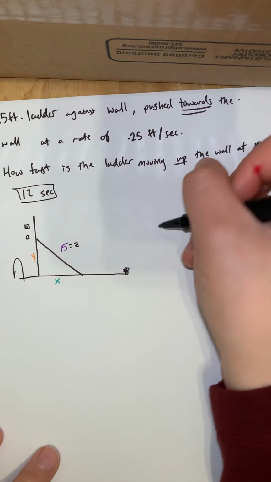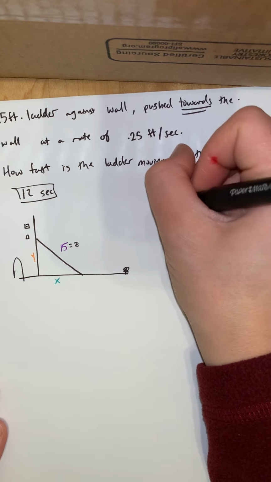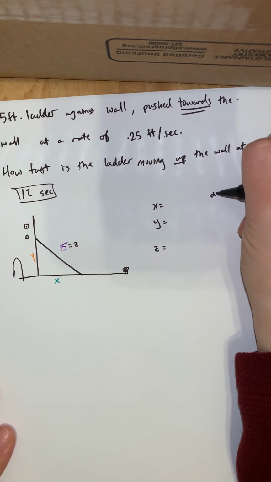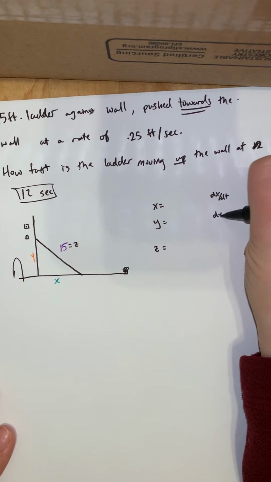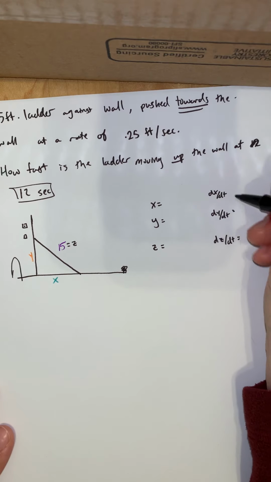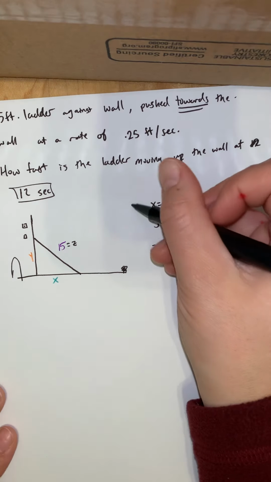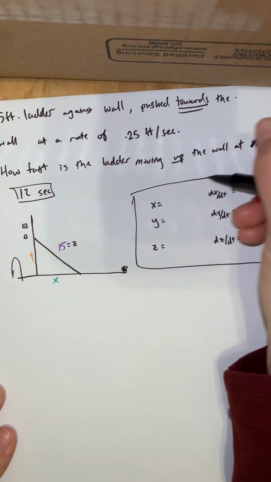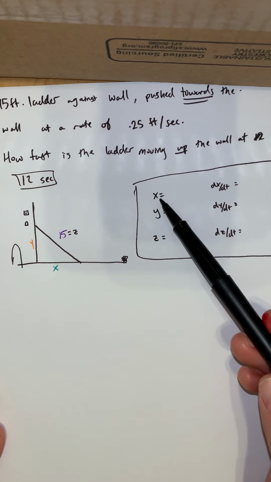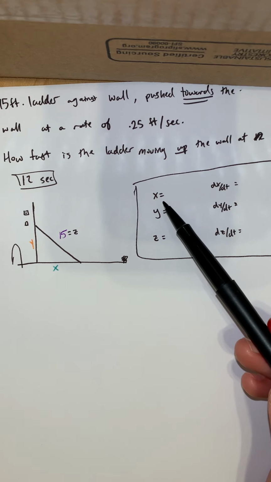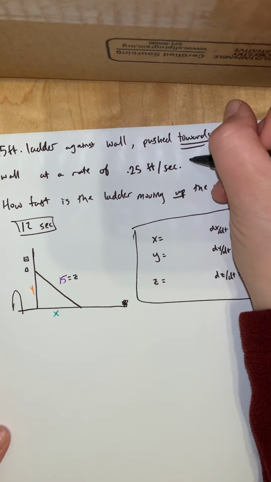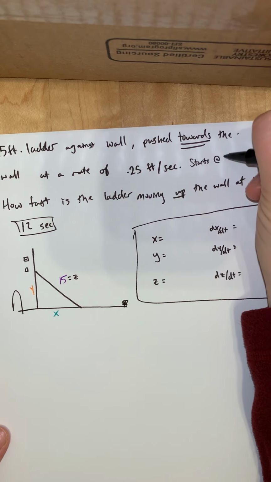So I'm going to set up kind of a chart of my values here. So I've got X equals, Y equals, Z equals. And I'm going to want to find something out about dx dt, dy dt, and dz dt. Okay, so let's fill in what we can right now. So, do we know what x is? Not yet, but that's a quick calculation. We'll see that in a second. I should also include our ladder starts at 10 feet.